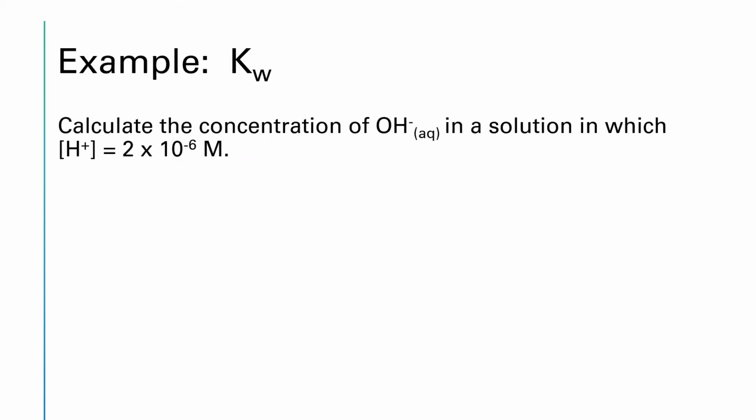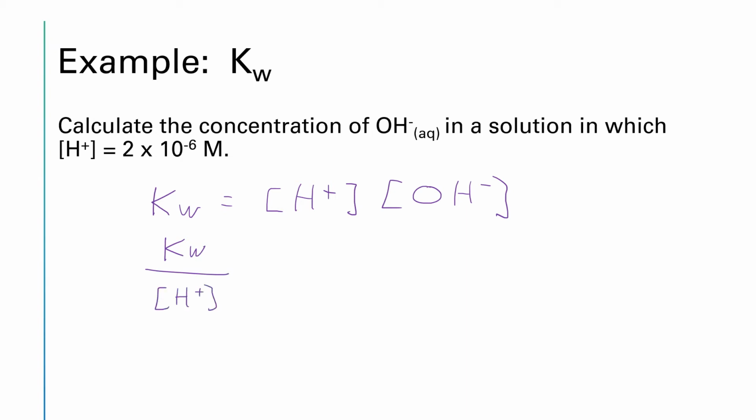In this example, we're asked to calculate the concentration of hydroxide ion in a solution in which the hydrogen ion has a concentration of 2 times 10 to the negative 6 molar. Well, we're going to use Kw to do this because Kw is equal to the concentration of hydrogen ion times the concentration of hydroxide ion. And since hydroxide is the thing we're looking for, we can divide both sides of the equation by the hydrogen ion concentration, and that will give us the hydroxide ion concentration.